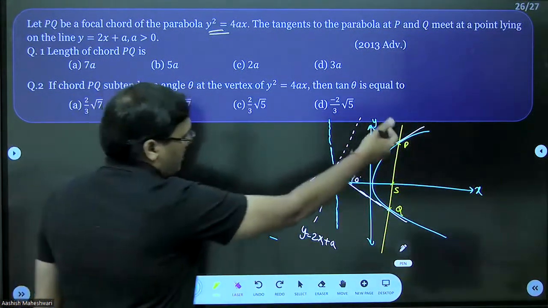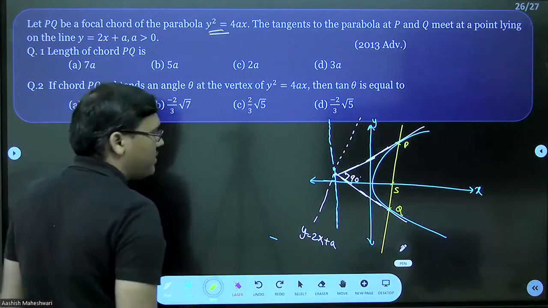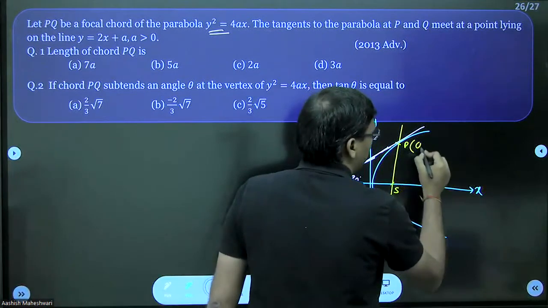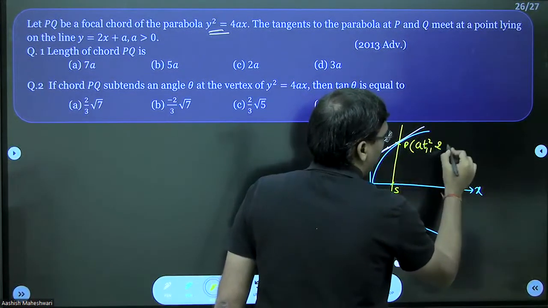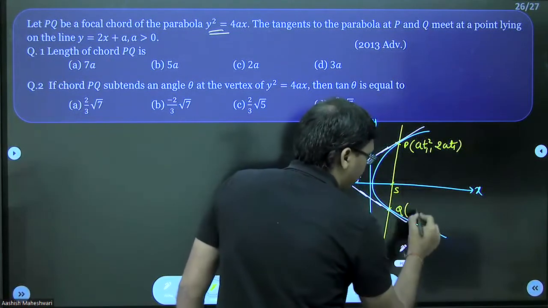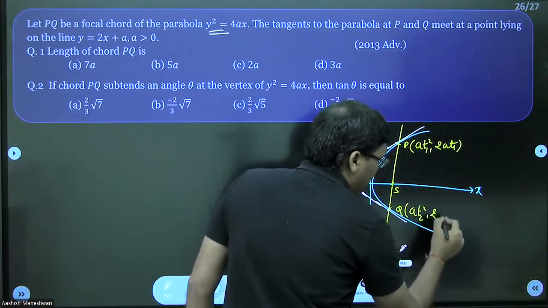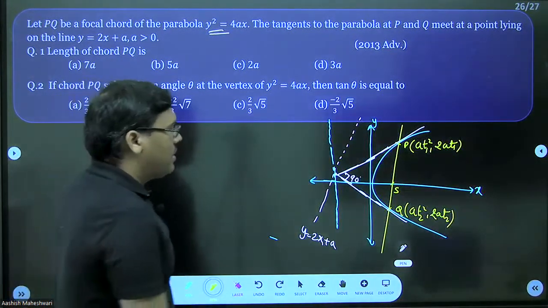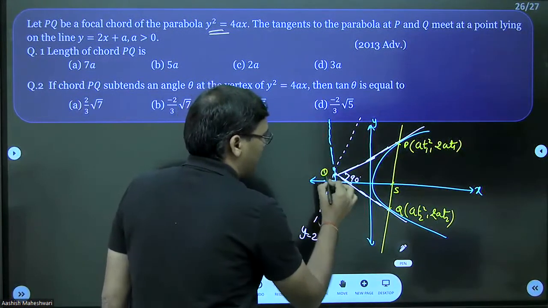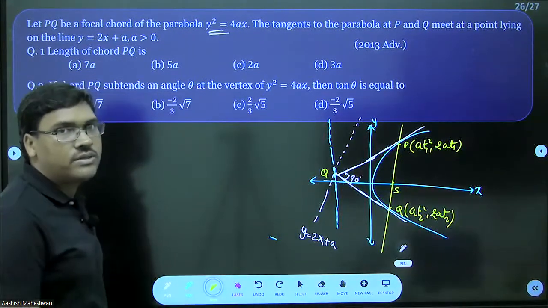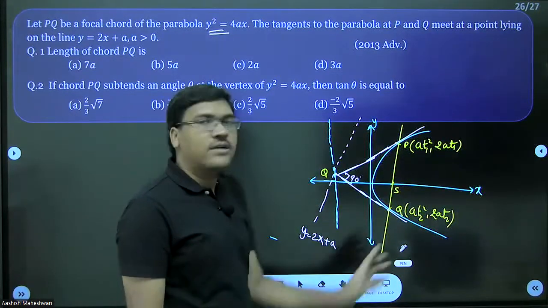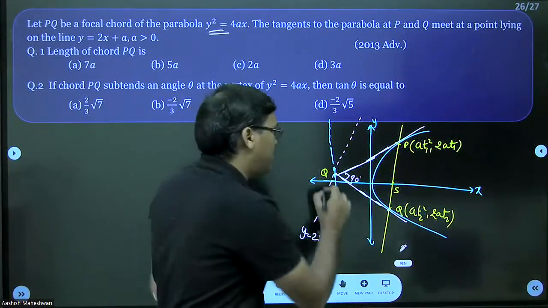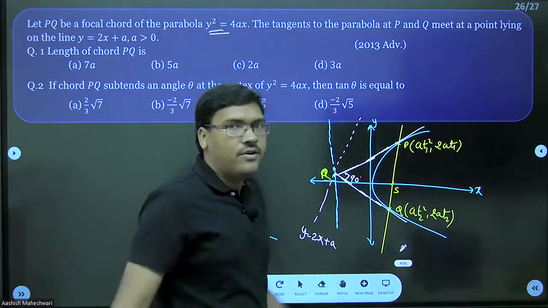Now in the first part we have to find PQ. So how can you find PQ? Let's say this is the standard parabola. This is (at1 square, 2at1), and this is (at2 square, 2at2). Correct? Assuming points P and Q on this parabola. Now we know the point of intersection of tangents at t1 and t2. What is the point of intersection of tangents at t1 and t2? You can find the equation of tangent at t1, you can find the equation of tangent at t2. Let's call the intersection R, and you can solve.